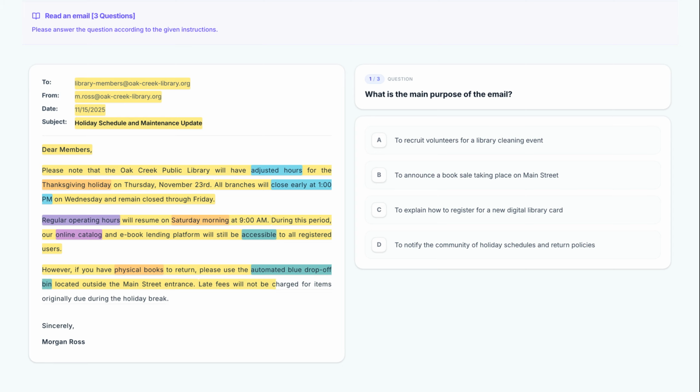Late fees will not be charged for items originally due during the holiday break. This is a reassuring detail, clarifying that late fees will not be charged during this specific window. It's a common policy detail in TOEFL reading passages.